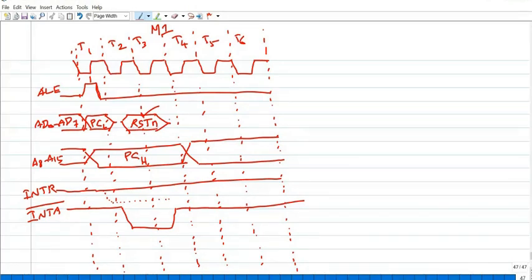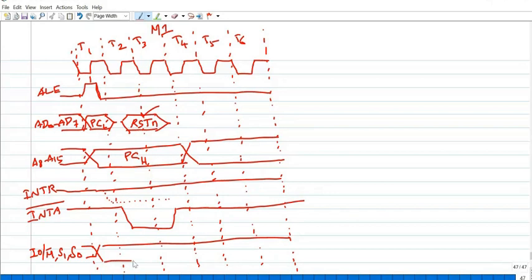Okay. Now you have to mention the INTA acknowledgement signal. INTA operations: IO/M bar, S1, S0. So this is INTA acknowledgement. S1 equal to 1, S0 equal to 1.